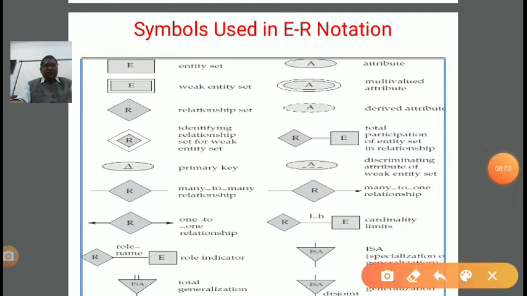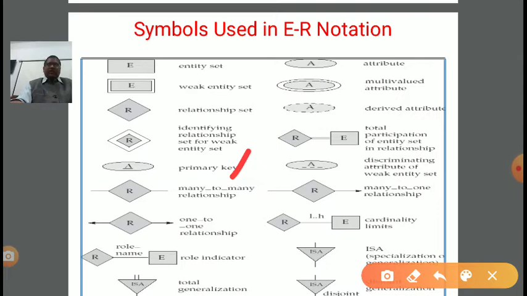Now next is primary key. If you want to indicate the primary key, the attribute name will be underlined. So if you see here attribute A underlined, it means it is a primary key. If we are using a weak entity attribute as the primary key, it will be called a discriminator, and to indicate the discriminator, the attribute name will be underlined with a dashed line.